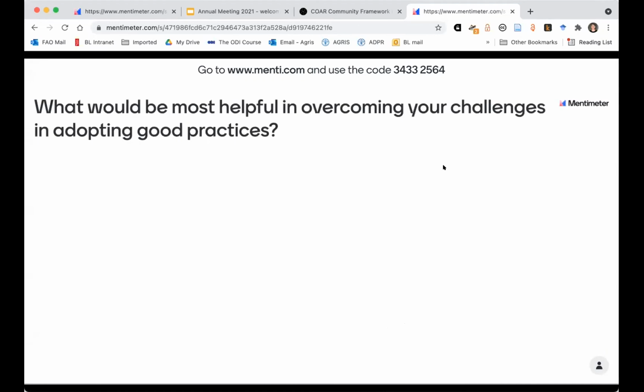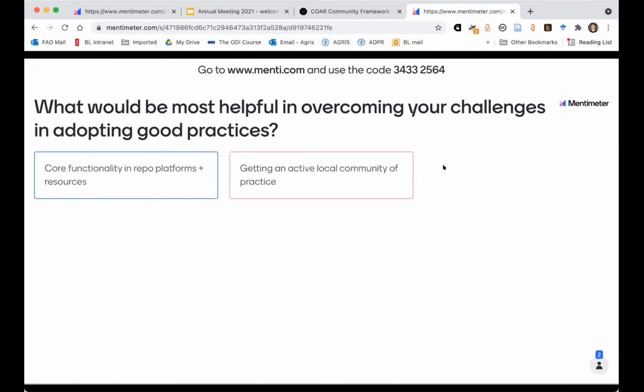So this is our last question. Is there anything that you think would be most helpful in overcoming the challenges that we all listed during the session in adopting these good practices? What would really help? We do say that community helps. We need to talk more. For instance, Evelin, you mentioned that it would be great to hear from other certified repositories, their stories, their experiences. I would say that this is just one of the things that we can list here.